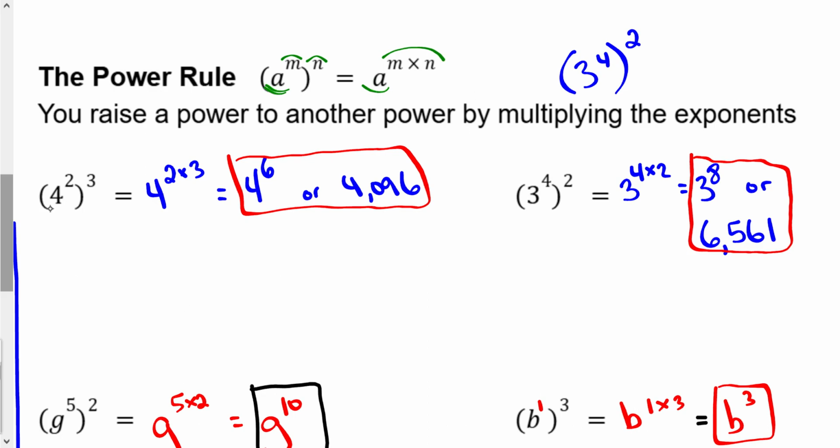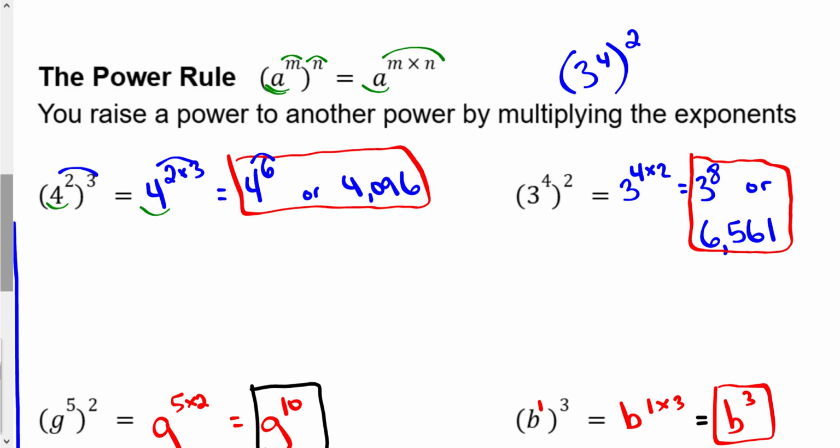So when we look over here at this one, what's our base right here, guys? What's our base? A 4. So we'll put a 4 right here. What on earth do we do with the 2 and the 3? Multiply it. So 2 times 3 is 6. There we go. 4 to the 6th power is 4,096.